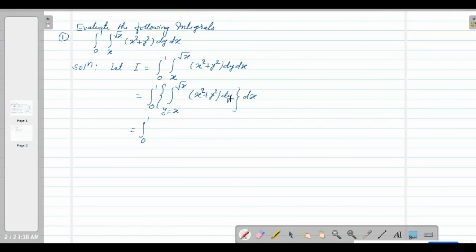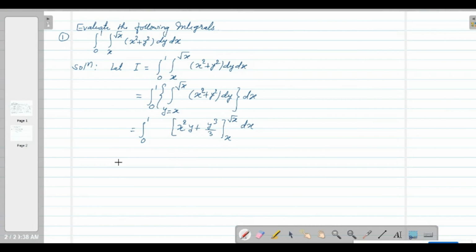So we are integrating with respect to y, so x is constant. So integrating, this is x square, and integration of dy means आपको क्या मिलेगा? y मिलेगा. Okay, and plus integration of y square, that is y cube by 3. Now provide the limits, upper limit and lower limit. Upper limit is root x, and lower limit will be x. Okay, now dx as it is, write down dx.